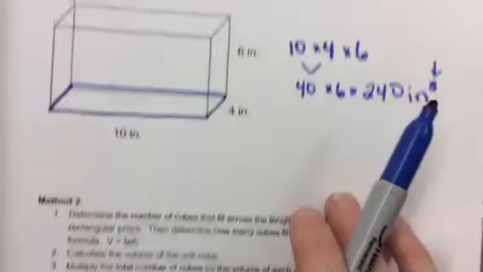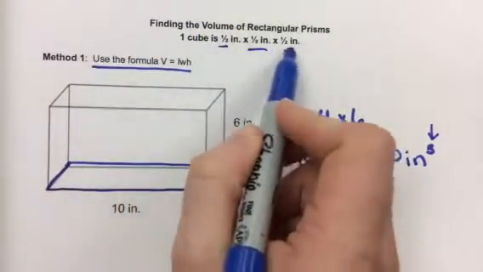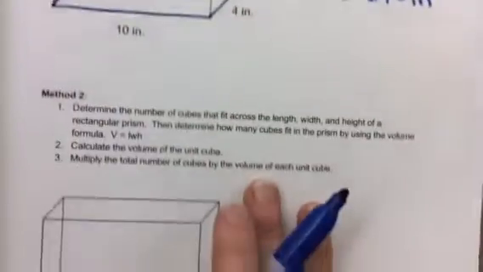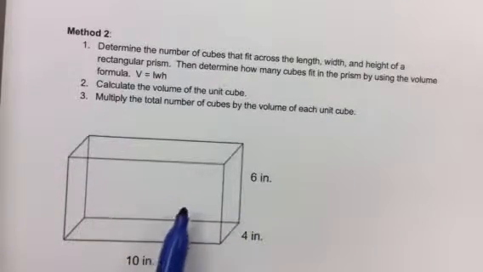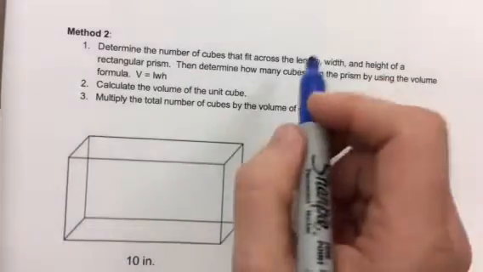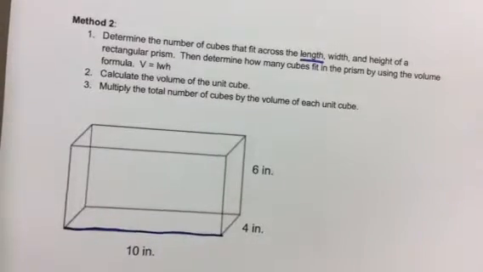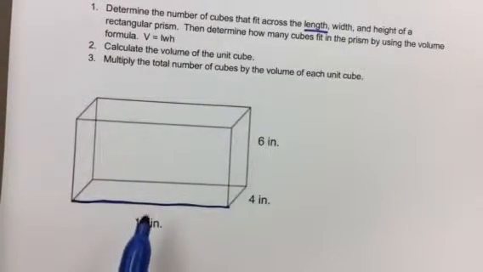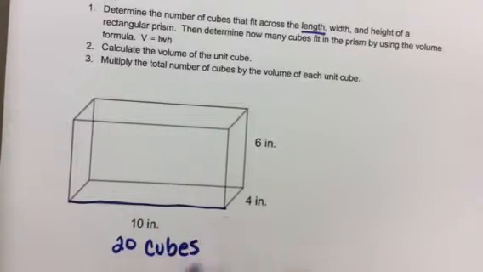So if you look at the top of the page, if I need to pack half-inch cubes into this prism, I want to know how many half-inch by half-inch by half-inch cubes would fit in this rectangular prism. To do that, you could determine the number of cubes that fit across the length. So if you have 10 inches, how many half-inches would fit in 10 inches? You would just need to double it to make 20 cubes, because 2 half-inch cubes can fit into 1 inch.